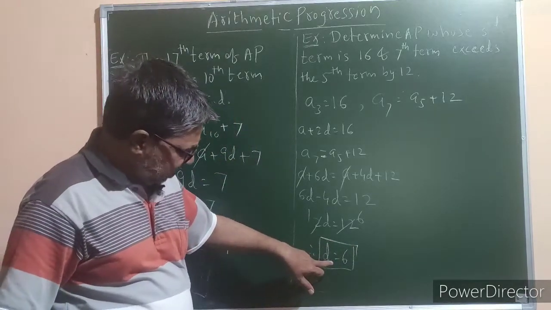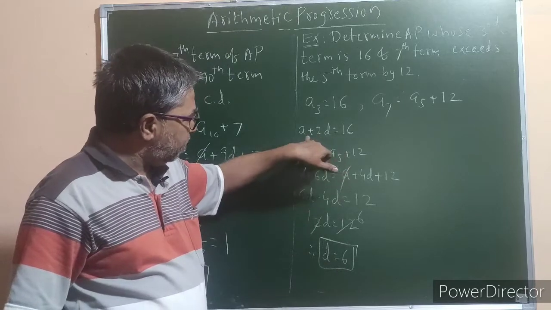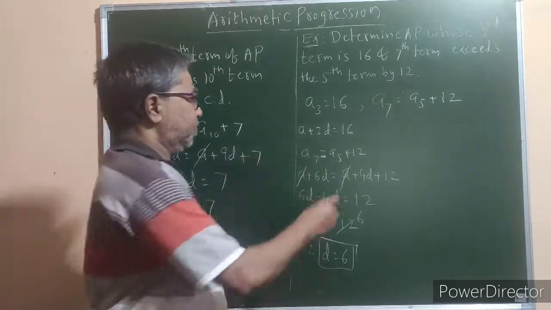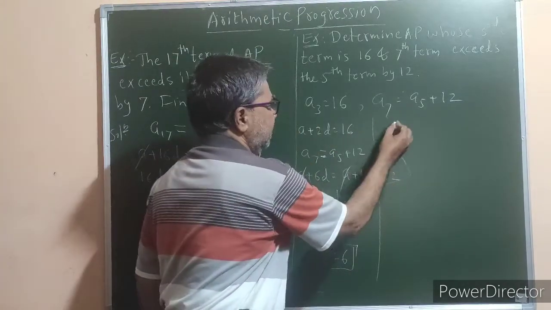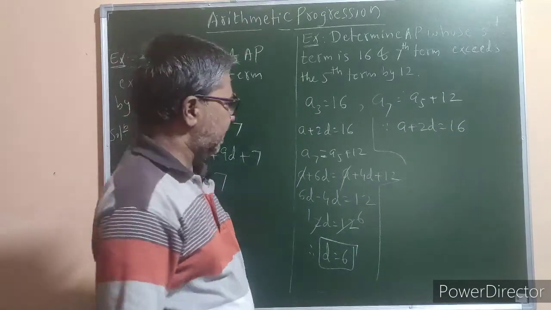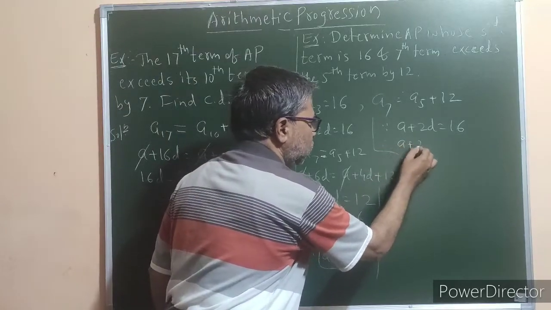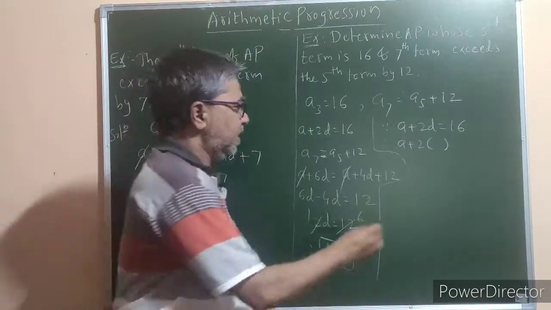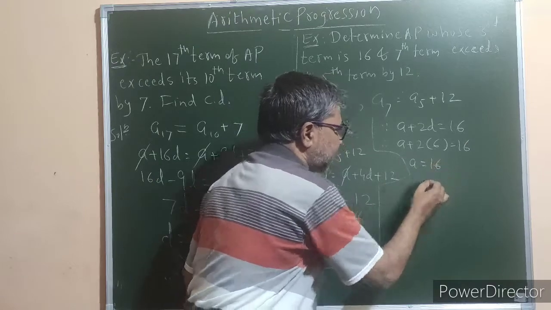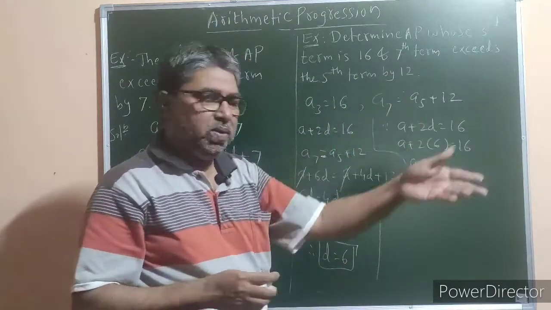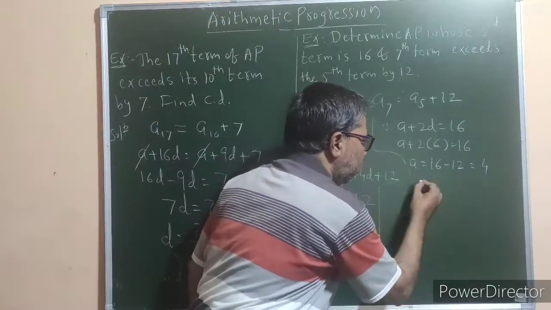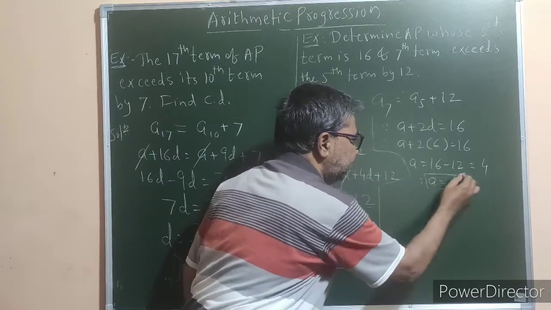Now, substituting this value of d in the equation a plus 2d is equal to 16, we will get the value of a. That is the second part. Since a plus 2d is equal to 16, this is the equation. Therefore a plus 2 into bracket, replace d by its value 6, is equal to 16. Now a is equal to 16 minus 2 sixes are 12, so a is equal to 16 minus 12, which is 4. Therefore the value of a, that is the first term, is 4.